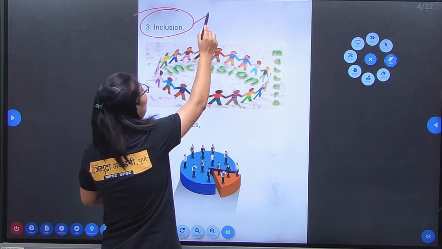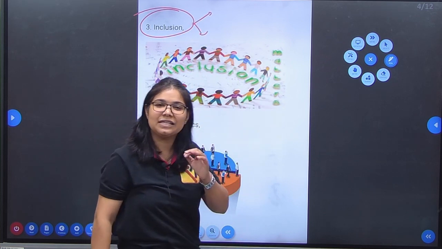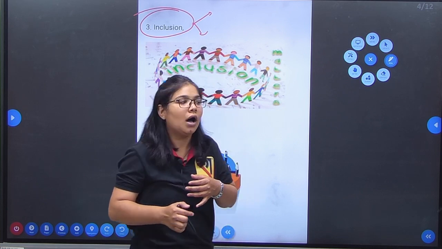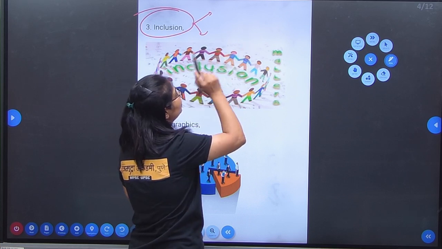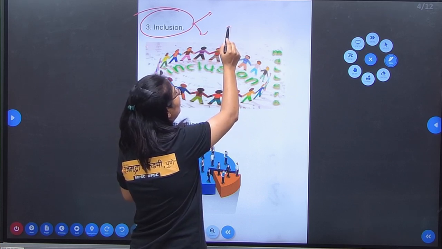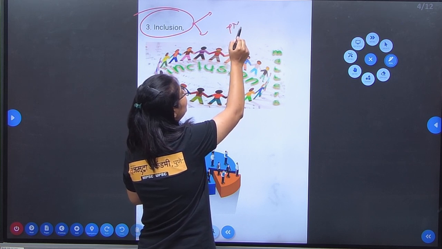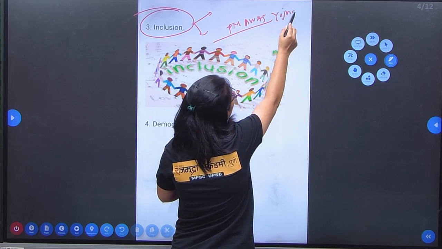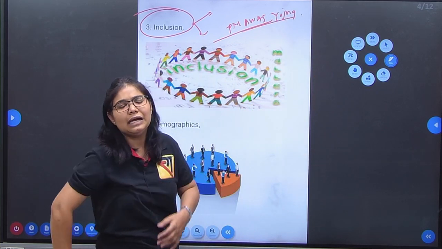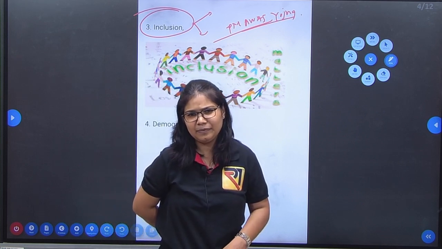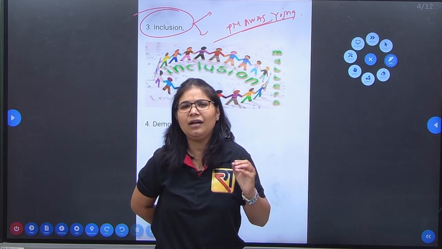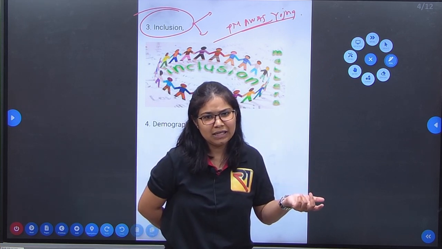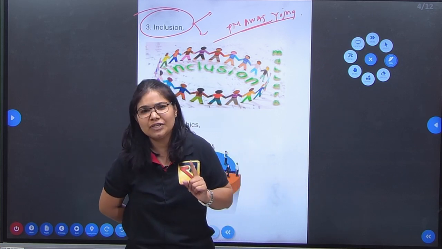This inclusion has many aspects. For example, I will just tell you one aspect: financial inclusion. For example, you must have gone through the scheme called Pradhan Mantri Awas Yojana. Have you heard about it? It is an infrastructural scheme. Government is providing housing facilities to individuals who do not have it. Okay? Government is providing the housing facilities.